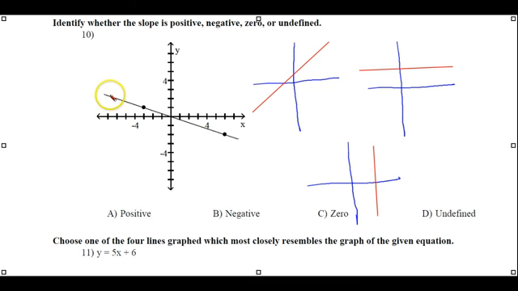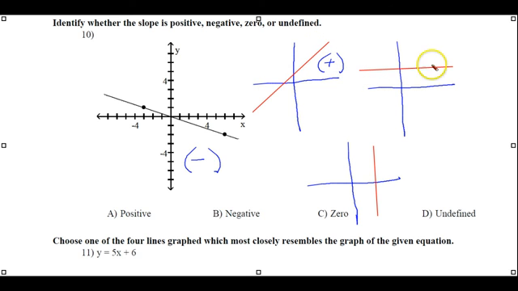Alright, so as we look at a line which starts high and, as it goes to the right, goes down, this is negative slope. So the answer to this is B. If it starts low, and then as you go to the right goes up, this is positive slope.